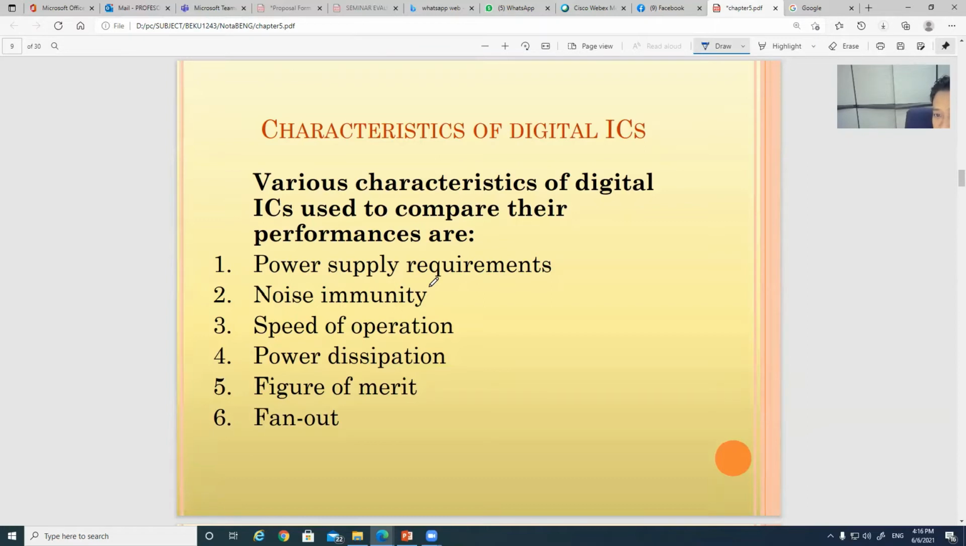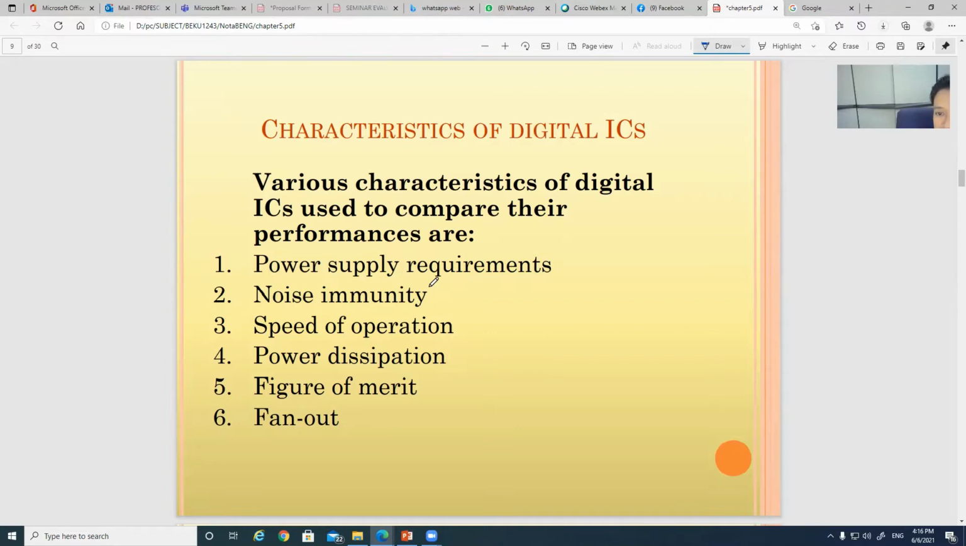It will explain the power supply requirements, and the noise limit. So we have to know the noise range for every IC that you want to use. For example, this IC has a certain range of noise, so is it okay or not? It depends. Then the speed of operations, the power distribution, and figure of merit. So these are some characteristics of the digital IC, and normally you can find them on the data sheet of every IC.